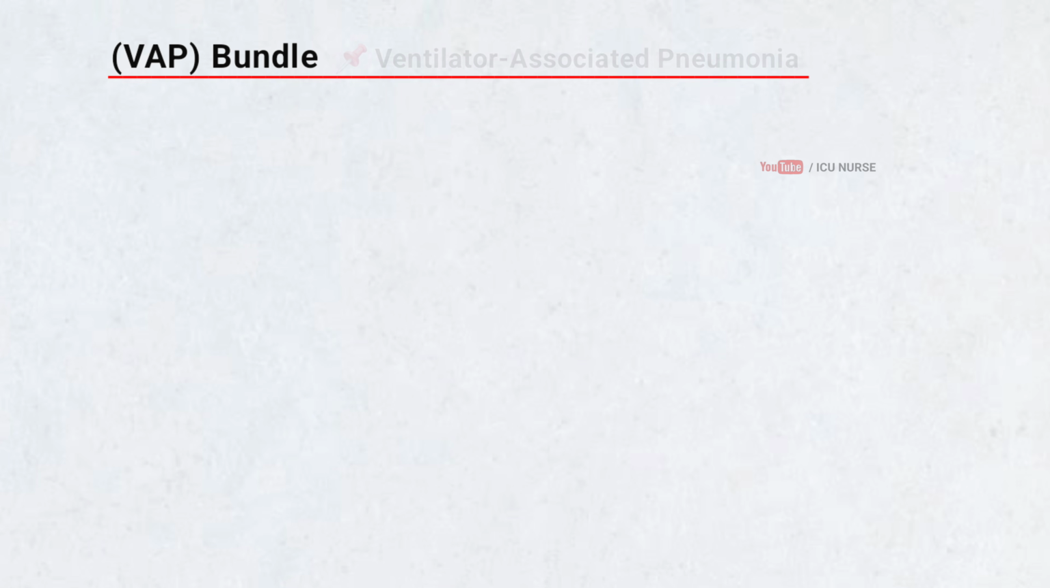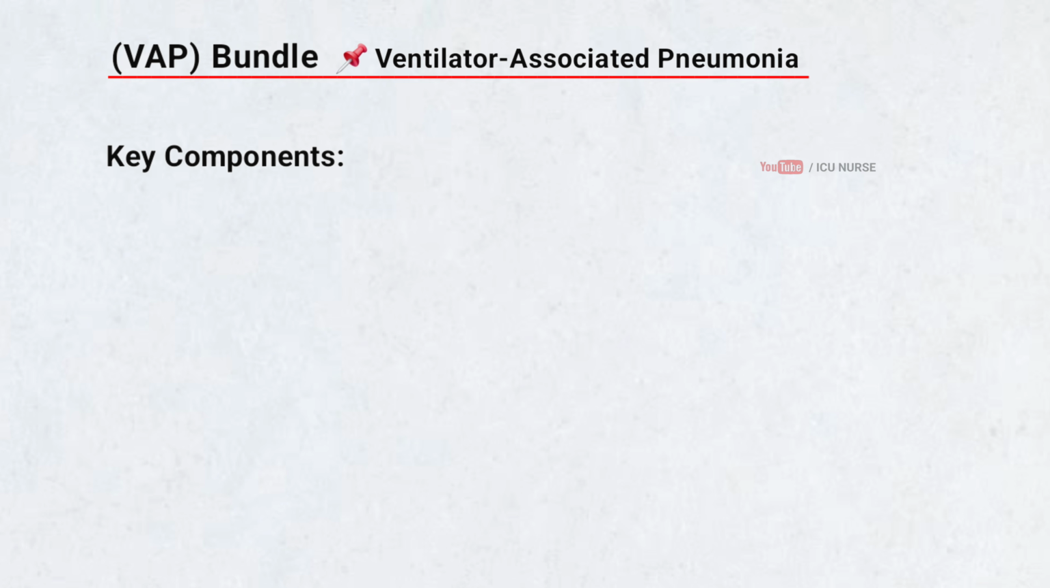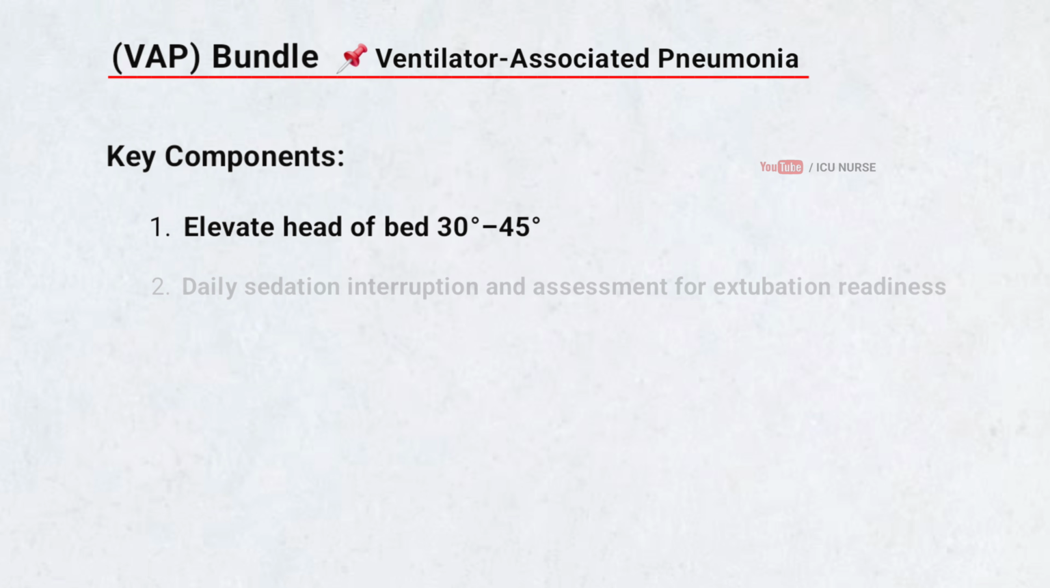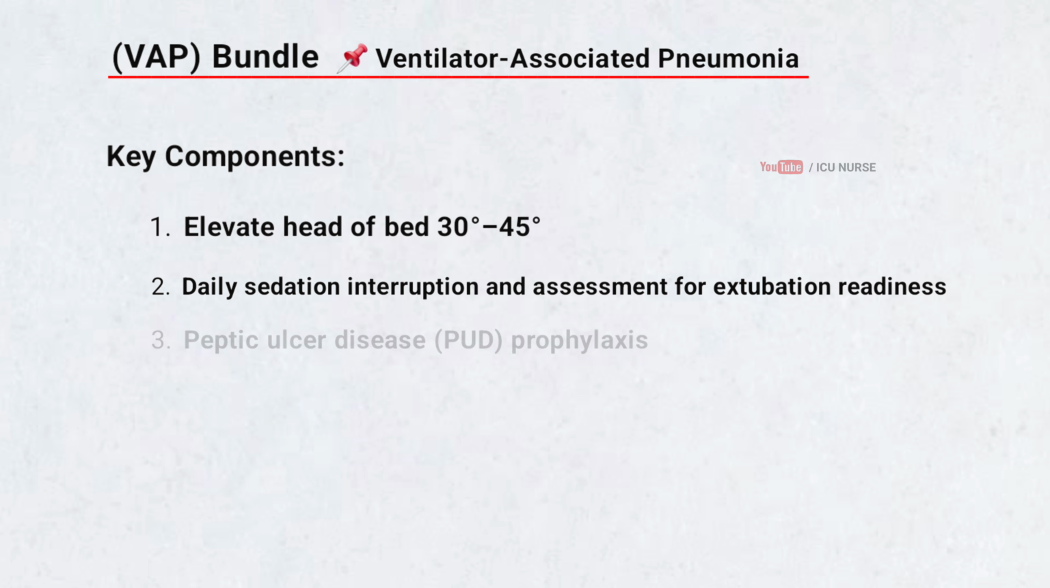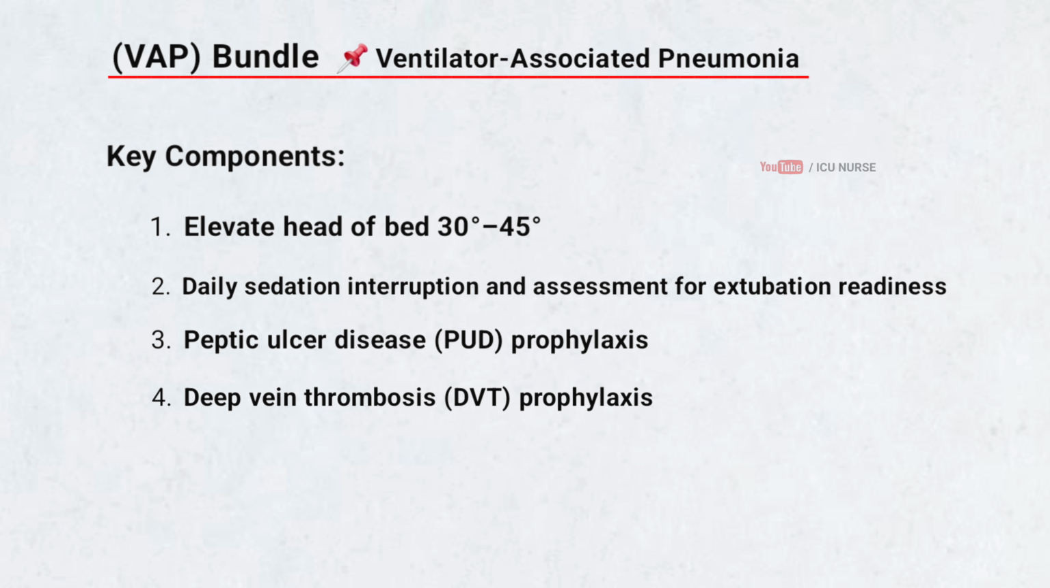VAP bundle. VAP stands for Ventilator Associated Pneumonia. The key components of VAP bundle are elevate head of bed 30 to 45 degrees, daily sedation interruption and assessment for extubation readiness, peptic ulcer disease prophylaxis, deep vein thrombosis prophylaxis, and daily oral care with chlorhexidine. VAP bundle is a set of evidence-based interventions applied together to prevent ventilator-associated pneumonia in mechanically ventilated patients.